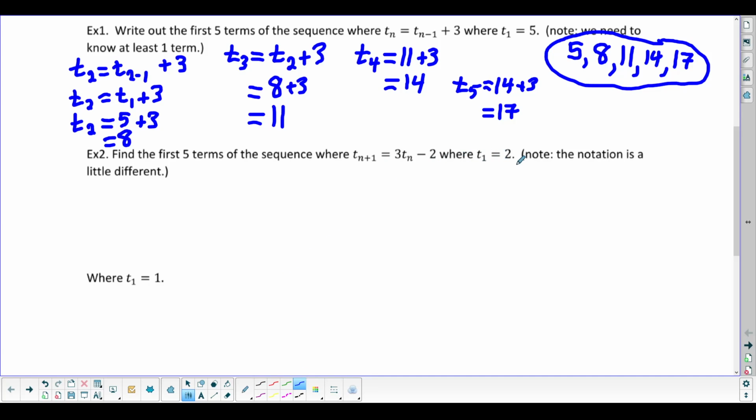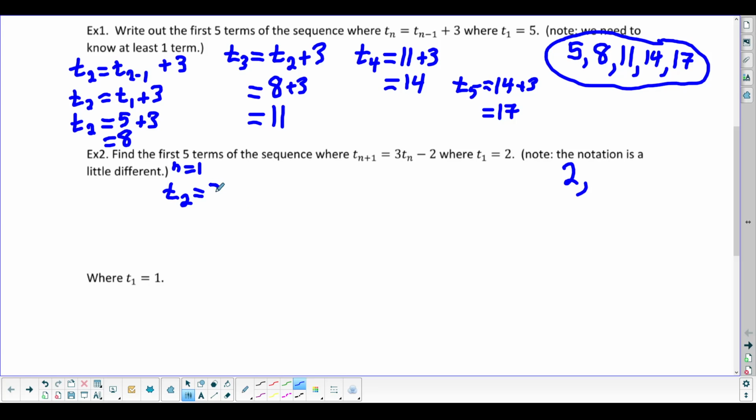Okay, so we know t1 equals 2. So we can start writing our sequence here. So 2. And we want to find term 2. So in this case, n is going to be 1, because we want to know what t2 is. In some ways, I feel like this notation, where we have the t(n+1) by itself, is a little less intuitive than the first example. But it is a notation that we sometimes see. We have to learn about it.